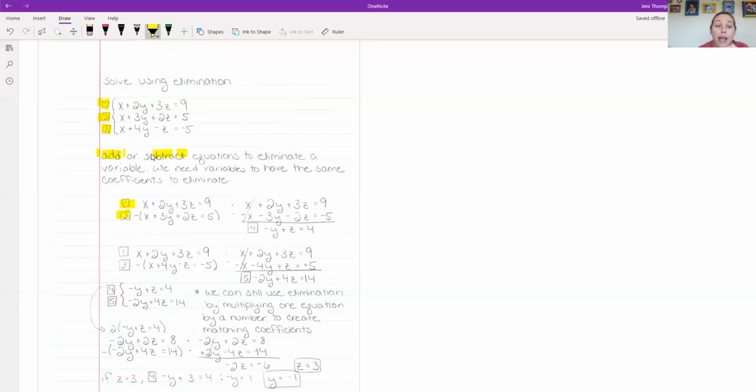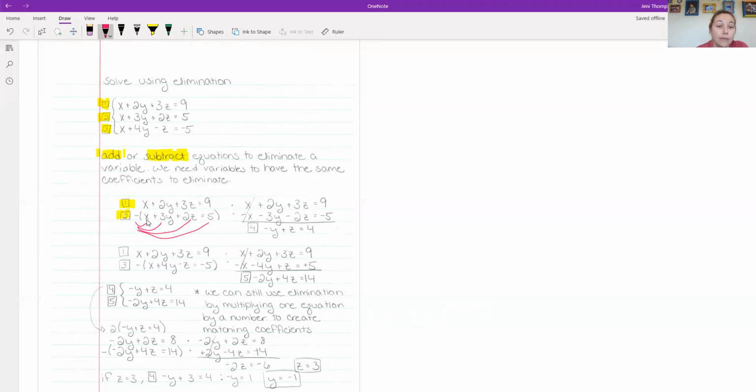I need to subtract one from the other, because that will actually get rid of a variable for me and give me a whole new equation that I can work with. So that's what I'm doing. And when you subtract one from another, you subtract every single piece of that equation from the other. So this minus sign distributes to every single element in that equation.